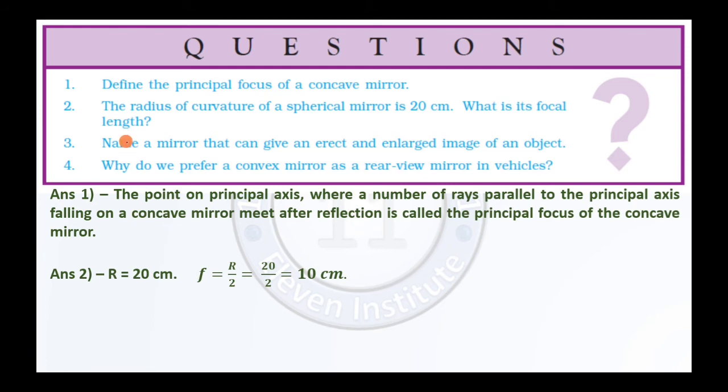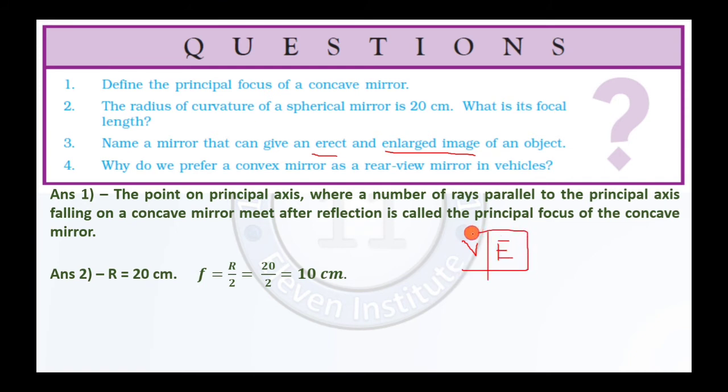Third one. Name a mirror that can give an erect and enlarged image of an object. See, erect and enlarged. Now, this is a very good question. I like such types of question because they are somewhere logic based. They test your real knowledge. See, what we want is an erect image. So first of all, out of all the cases that we have studied till now for spherical mirror, just try to remember where you were getting erect image. You can get an erect image only if you get a virtual image. Fine, first thing is clear because real and inverted is a pair, virtual and erect is a pair. So just remember the cases where we were getting virtual and erect images.